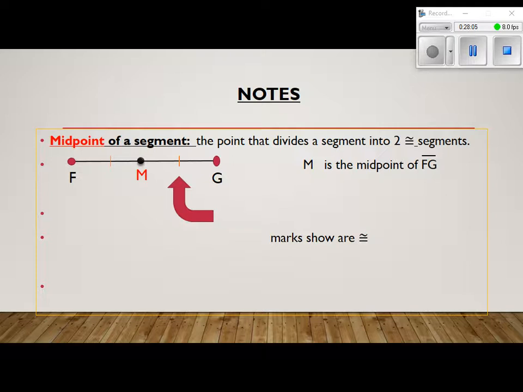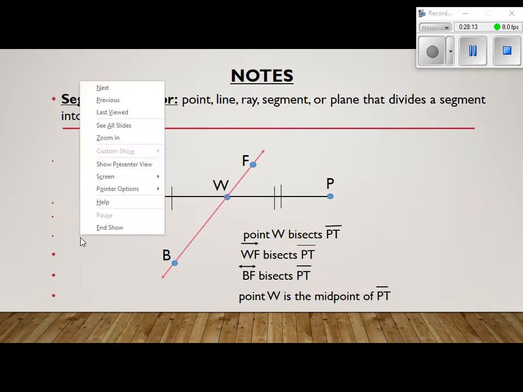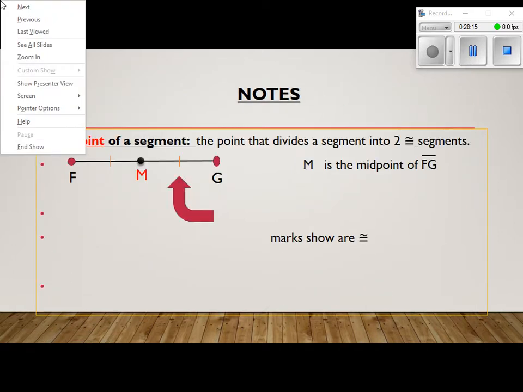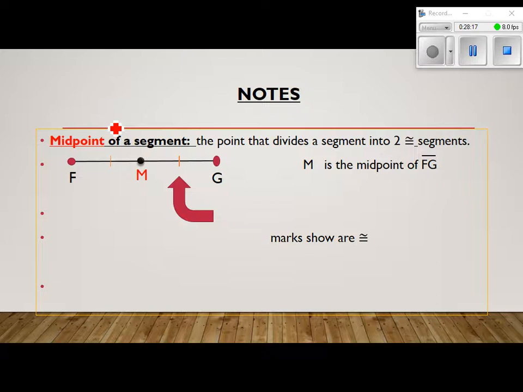We just got done talking about these tick marks. What does that tell me about segment FM and segment MG? They're equal. So I could write this: segment FM is congruent to segment MG, if I know M is a midpoint. If M is a midpoint, then those 2 segments have to be congruent.